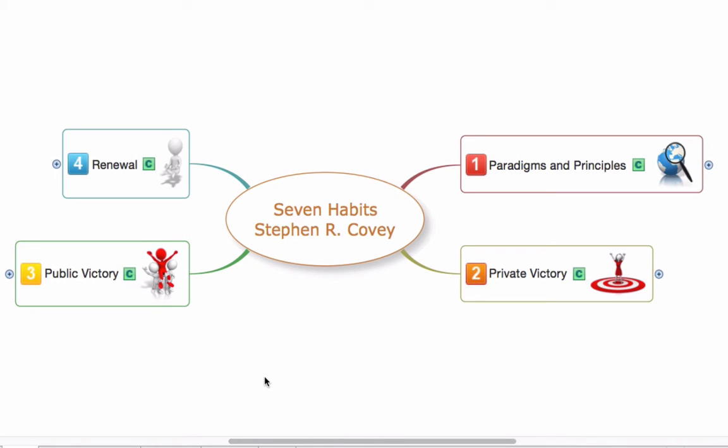Okay, so here we are with an overview of the 7 Habits of Highly Effective People by Stephen R. Covey. As you can see, the book is divided into 4 parts: the paradigms and principles, private victory, public victory, and renewal. So those are the key concepts in the book.